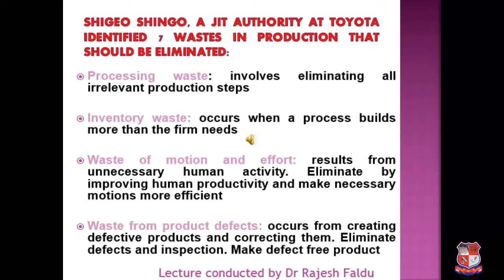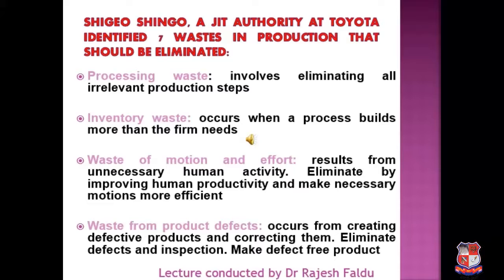The fifth type of waste which needs to be eliminated if JIT has to work is inventory waste. Inventory waste occurs when a process builds more than the firm needs. Hence, only what is required, in that many quantities only, production has to be built up.